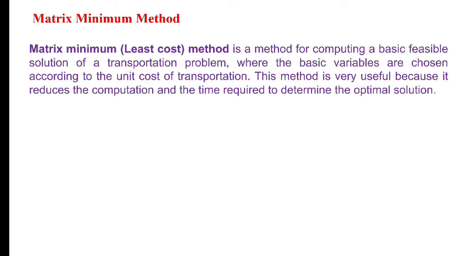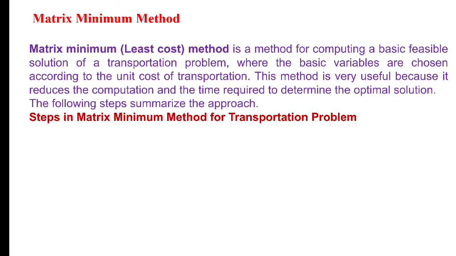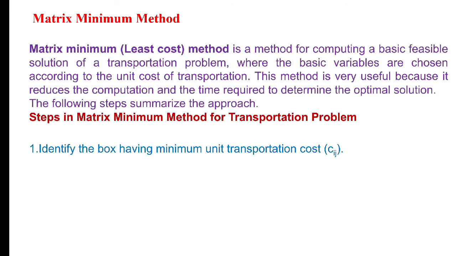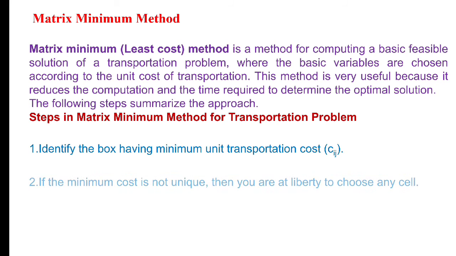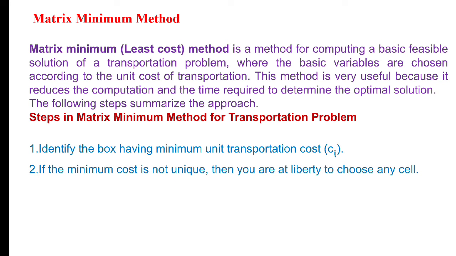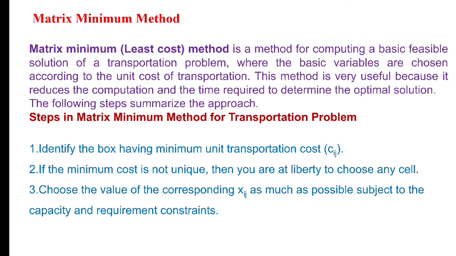These are the steps to follow when using the matrix minimum or least cost method. Identify the box having the minimum unit transportation cost within the box. If the minimum cost is not unique, if there is more than one such value, you are at liberty to choose any cell. Choose the values of the corresponding x values as much as possible, subject to the capacity and requirement constraints. Repeat steps 1 to 3 until all restrictions are satisfied. This is the procedure to follow for the least cost method.